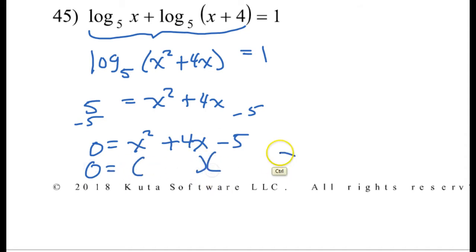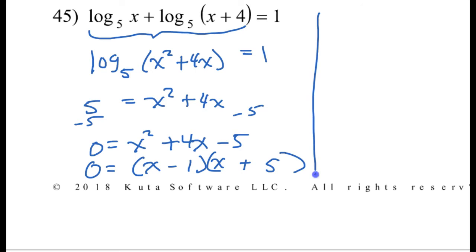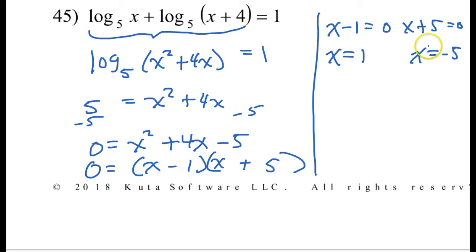So hopefully this is factorable. So this is going to be x and x. 5 can only factor as 1 times 5. And we're going to need a positive 5 and a negative 1. All right, now setting these factors equal to 0, so x minus 1 equals 0, x plus 5 equals 0. That's going to give us x equals 1 and x equals negative 5.